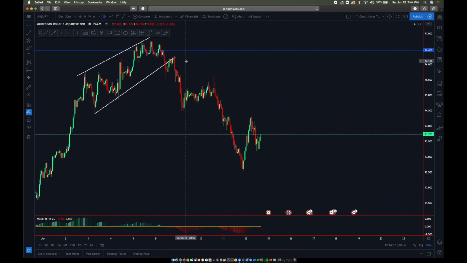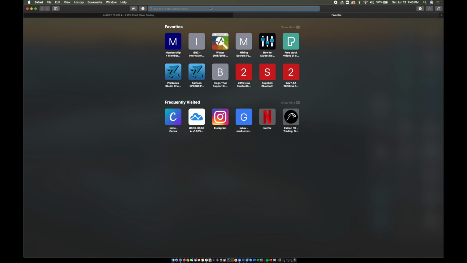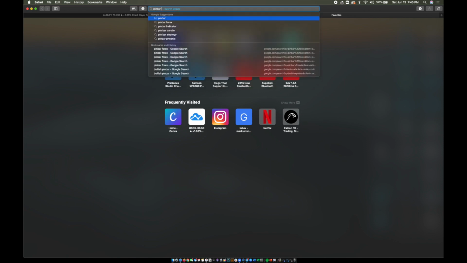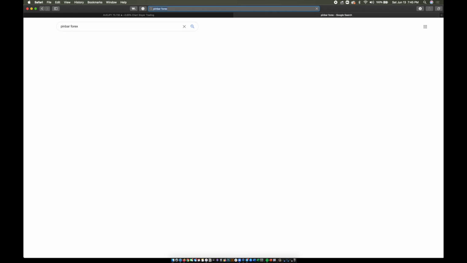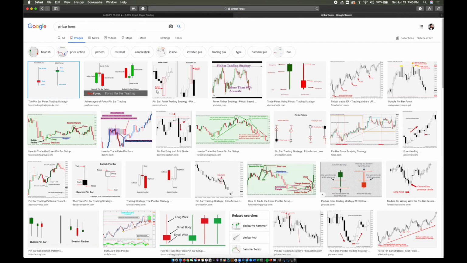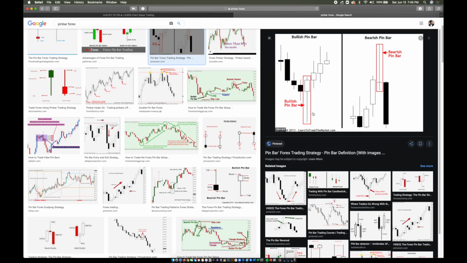For example, we're going to be talking about engulfing candles and pin bars. I want to bring this into attention. What is an engulfing candle and what is a pin bar? What I like to do is always go to Google so you can actually see these specific candlestick formations. So I'm going to type in pin bar forex. And this is what I like to go to.